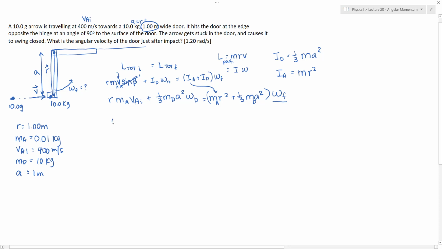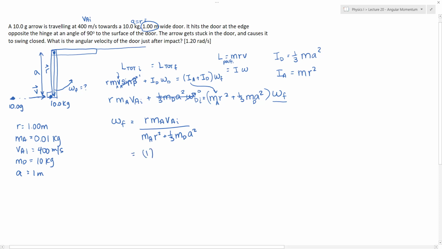So I'm just going to rearrange the equation. Omega final equals r m of the arrow v of the arrow initial plus, before we plug this in, what is the angular velocity of the door initially, before the collision? Before the arrow hit the door, what was its angular velocity? 0. It wasn't moving yet. So this thing is 0 and the whole term is gone. So let's just not put it in at all. And on the bottom, we have mass of the arrow, r squared, plus 1/3 mass of the door, a squared.